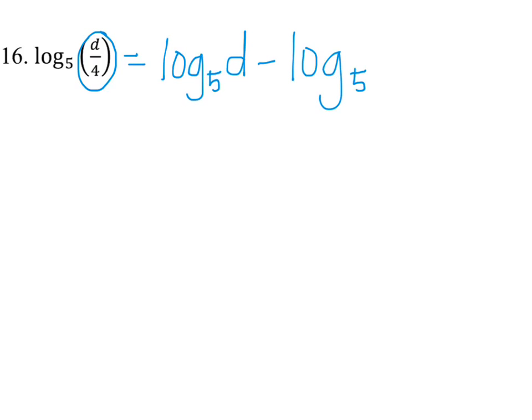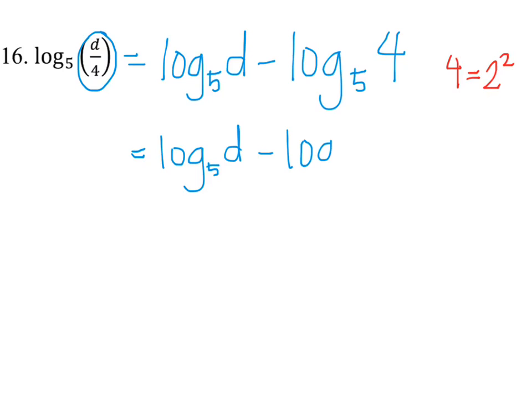Number 16, I have to use the quotient rule because I have a fraction right there. So my quotient rule tells me that I can rewrite this as log base 5 of d minus log base 5 of 4. 4 is just equal to 2 times 2, or I'm going to say 2 squared. So I'm going to write this as log base 5 of d minus log base 5 of 2 squared.